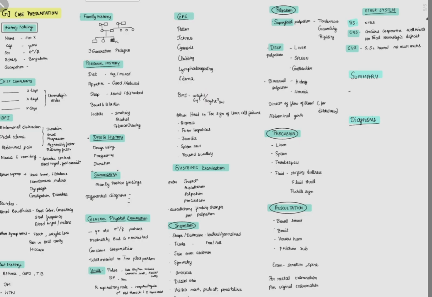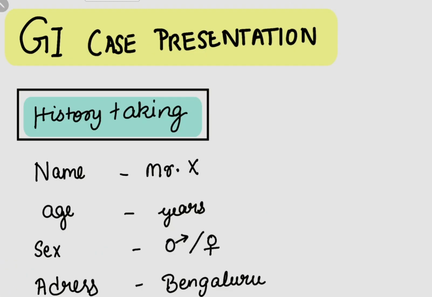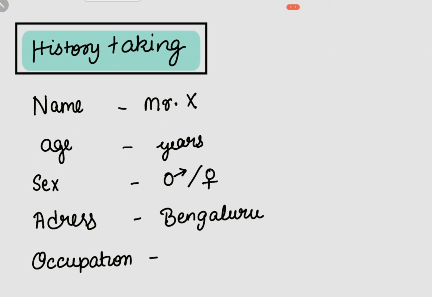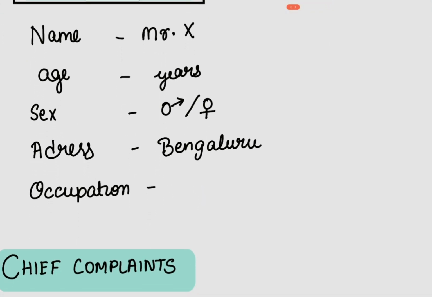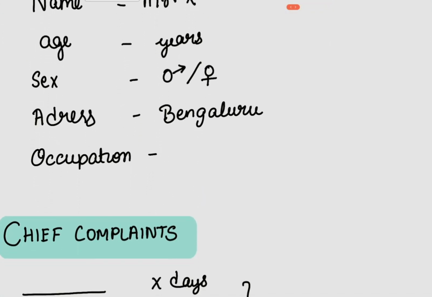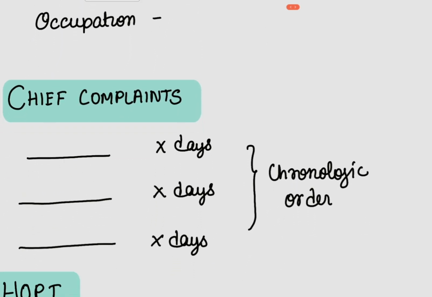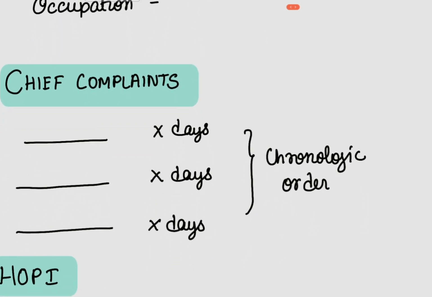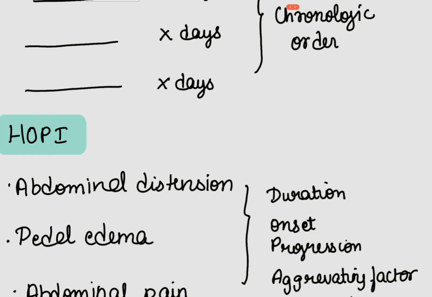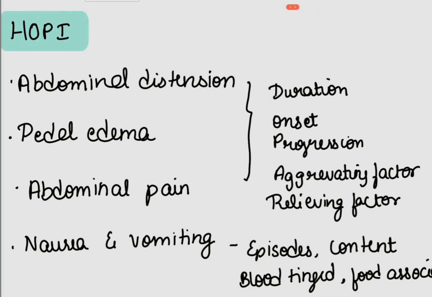Let's see how to approach a gastrointestinal case. To begin with, the history taking: name of the patient, age in years, address, occupation, date of admission, and date of examination. Then comes the chief complaints in chronological order. Then we have history of presenting illness.